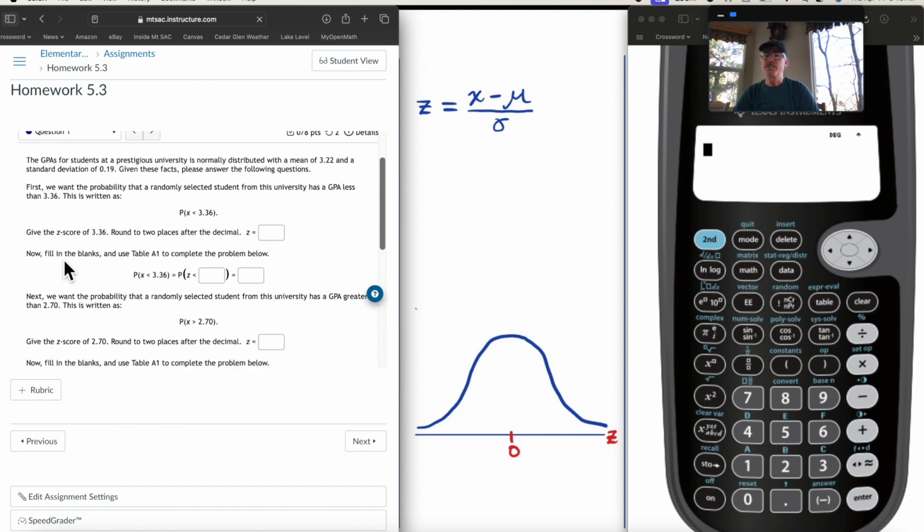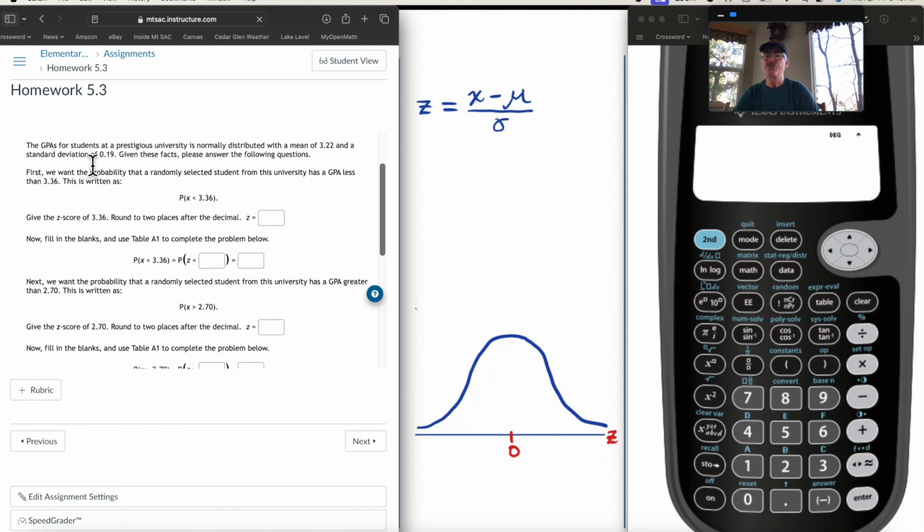Okay, so this one says that the GPAs for students at a prestigious university are normally distributed with a mean of 3.22 and a standard deviation of 0.19. Okay, I'm going to put that into my whiteboard here. The mean here is 3.22 and the standard deviation was 0.19. Okay. Given these facts, please answer the following questions.